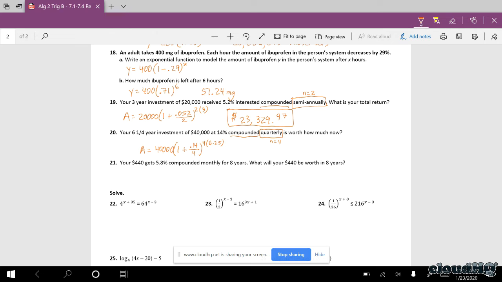So 40,000 times 1 plus 0.14 divided by 4 to the power of, that ends up being 25 times you get interest. 4 times a year for 6.25 years. You get a balance of $94,529. And if rounded to the nearest penny, which would be relevant to the money situation, you'd have 80 cents.